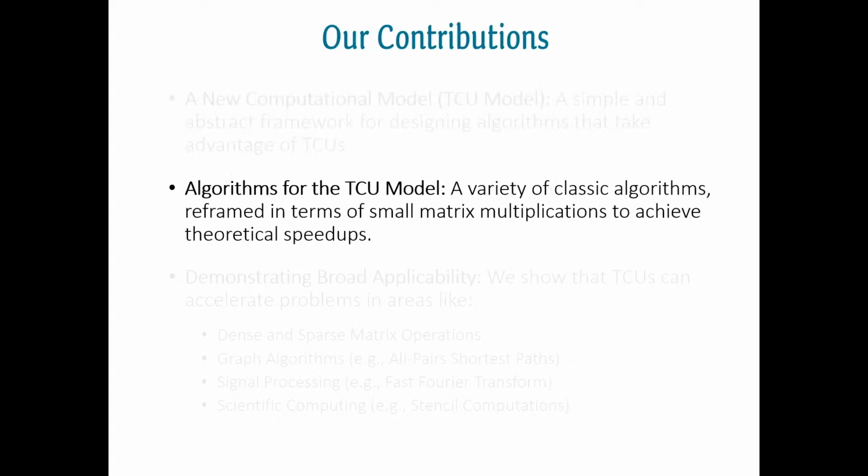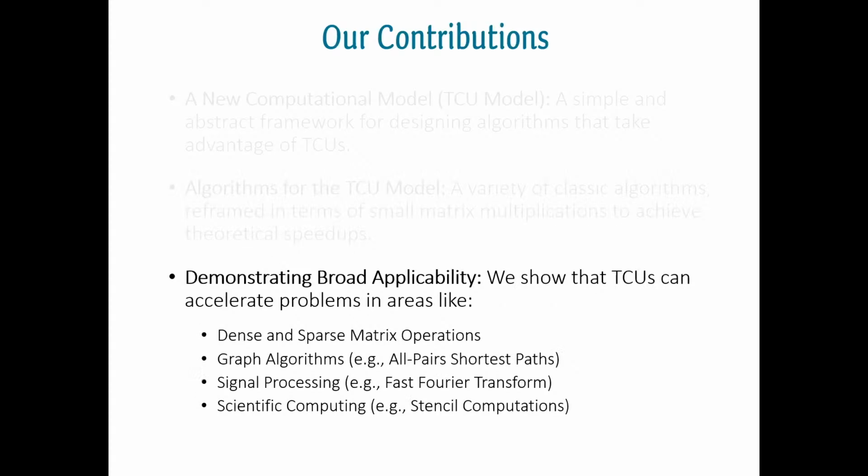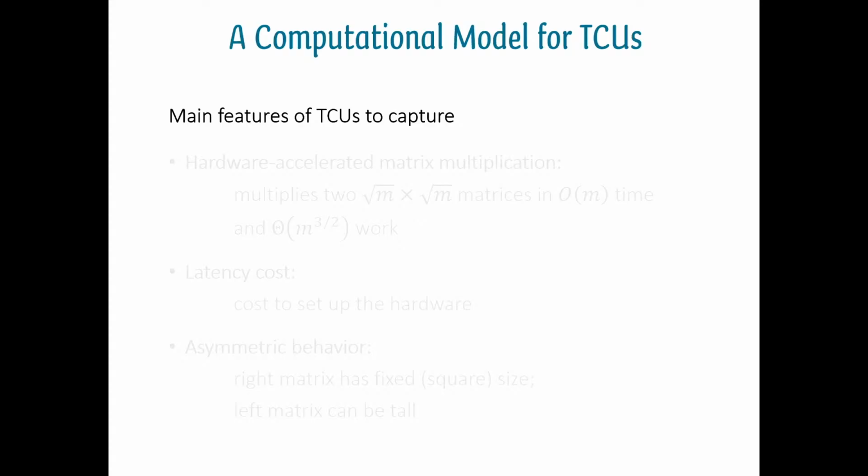We show a variety of classic algorithms that we reframe in terms of small matrix multiplication, and we show that you can achieve some speedup. We also consider algorithms from a variety of problem areas, like dense and sparse matrix operations, graph algorithms, signal processing, and scientific computing like stencil computations. And graph algorithms, as I said, all-pairs shortest paths, not paths, shortest distances. It should be shortest distances. Those are our contributions.